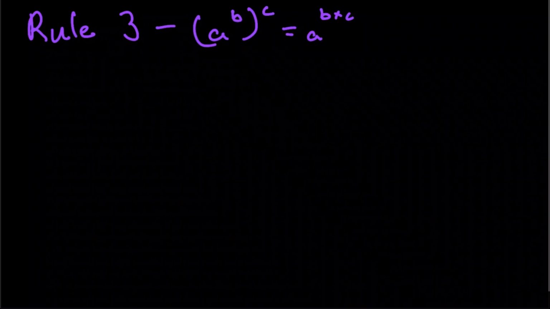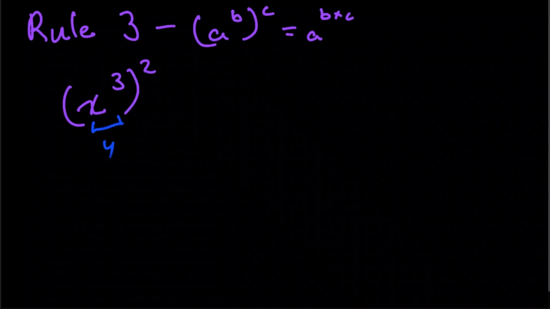Next rule, raising a power to another power will just have us multiplying the exponents. Here's an example of this rule. So we have x cubed to the power of 2. This one confuses a lot of people. But one trick here is to think of the inner portion, so x cubed, as y.